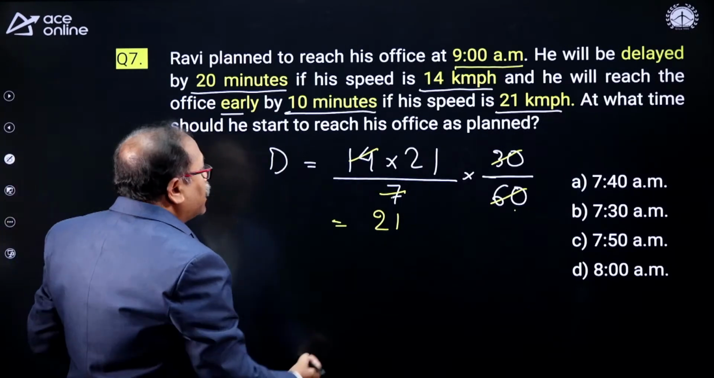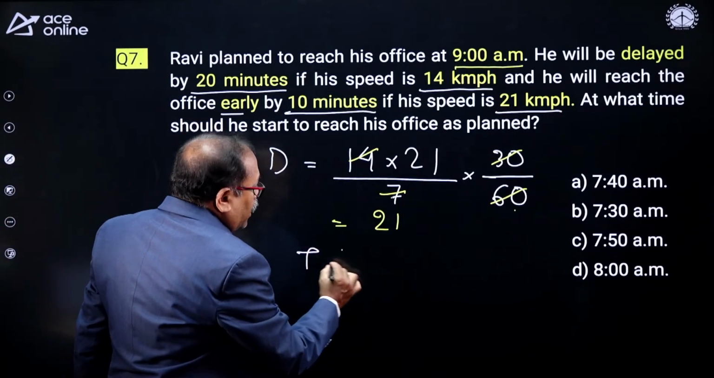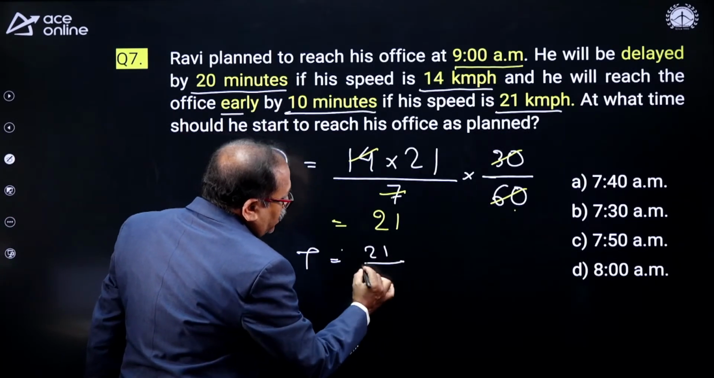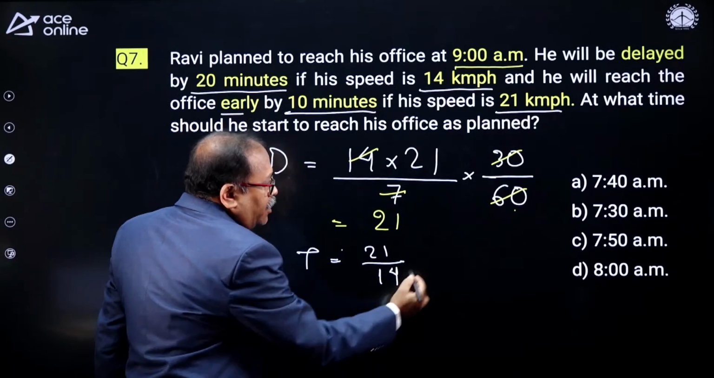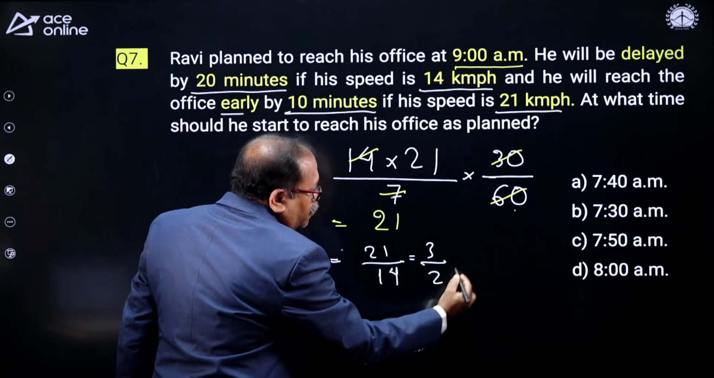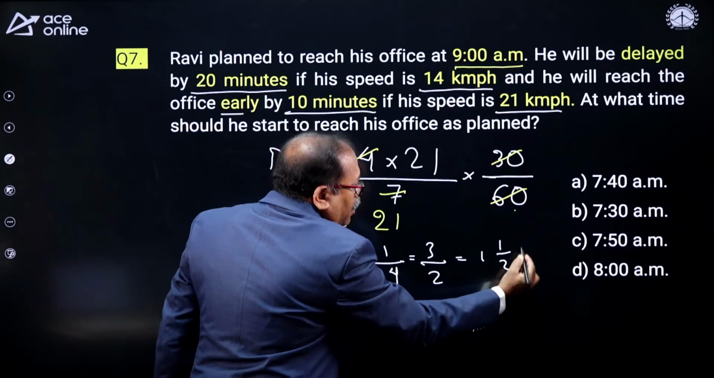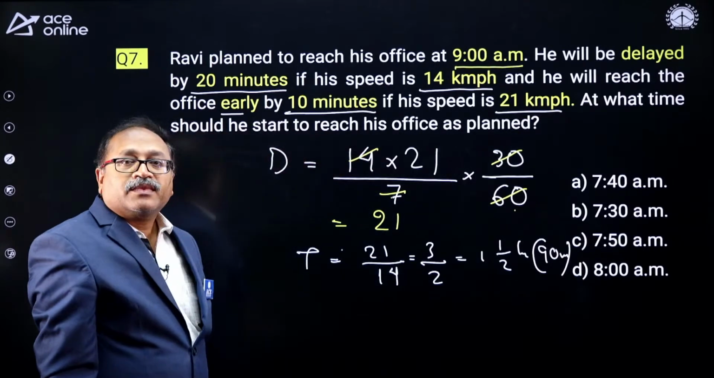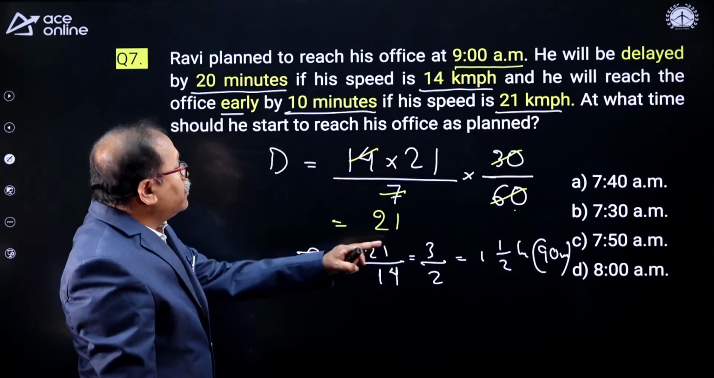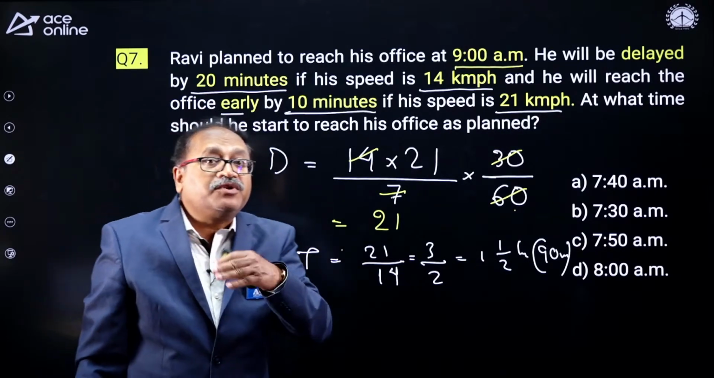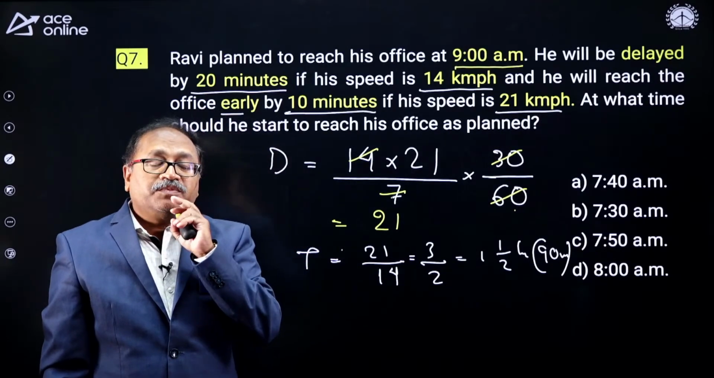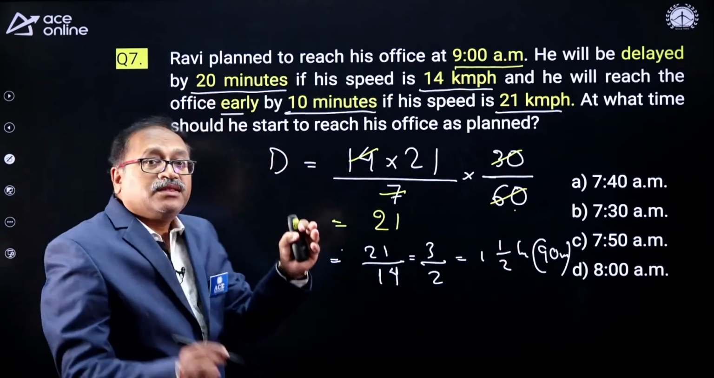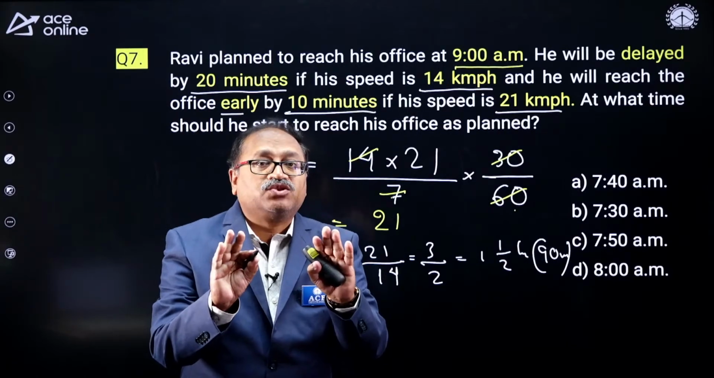So yes, Aman, please answer the question. So the time is 21 distance and 14 kilometer per hour is the speed. I noticed that this is 3 by 2, which is nothing but 1.5 hour. In another word, 90 minutes. So it takes 90 minutes. And by taking 90 minutes, he is late by 20 minutes. That means what should be the time taken? 90 minus 20, that means 70 minutes time has to be taken.